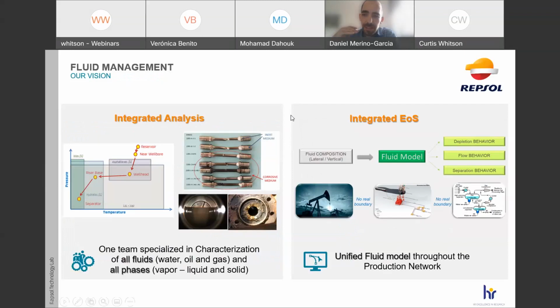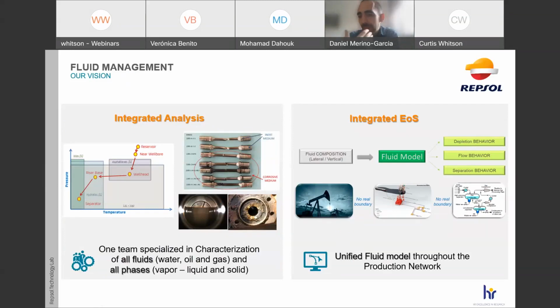Yes, this also gives us the opportunity to spread our view, or our vision, on how we should handle fluids in oil and gas developments. First of all, having an integrated analysis. We have a team that knows about all of the fluids, not only oil or gas, but also the water. We also tackle all of the phases at the same time, not only liquid and vapor, which is the standard PVT, but also the solids.